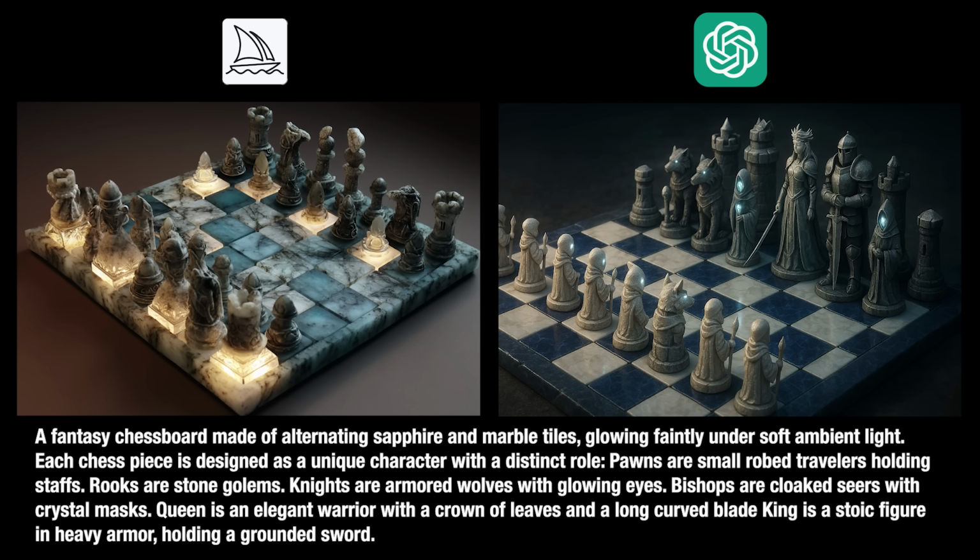All right, then I ramped it up a lot and asked for a chessboard with alternating sapphire and marble tiles. I also described how each of the pieces should look. Pawns are robed travelers holding staffs. Knights are armored wolves with glowing eyes. I described each piece. They both got the tile part, and ChatGPT got more of the pieces right than Midjourney. It actually got almost perfect on some of the attempts. Midjourney was actually closer than I thought too, but not as good as ChatGPT. That is a crazy difficult prompt, something you never would have even thought to attempt a couple months ago.